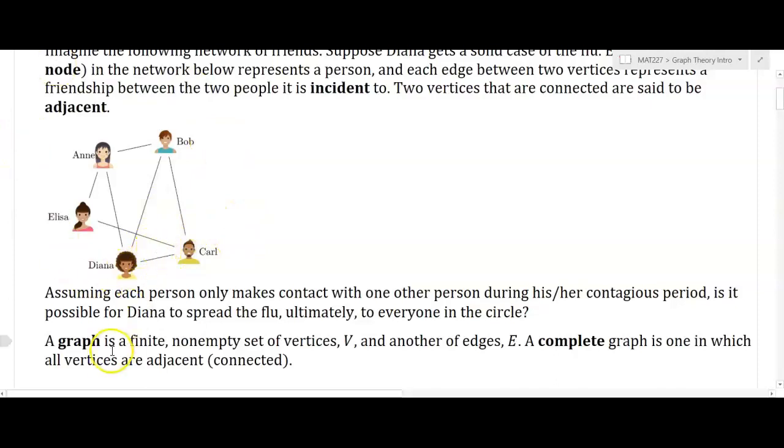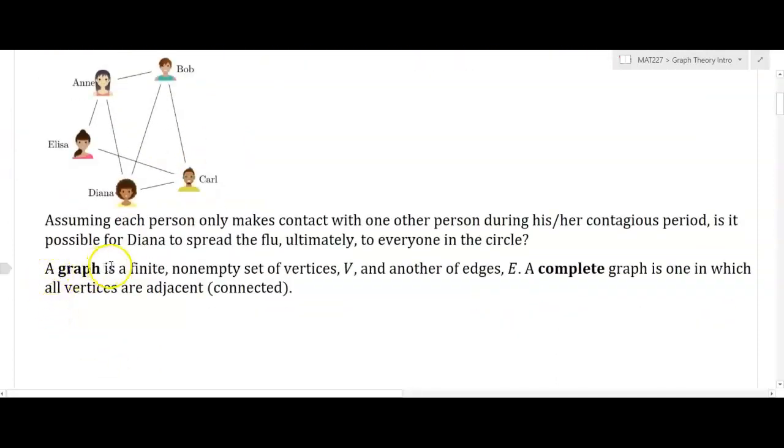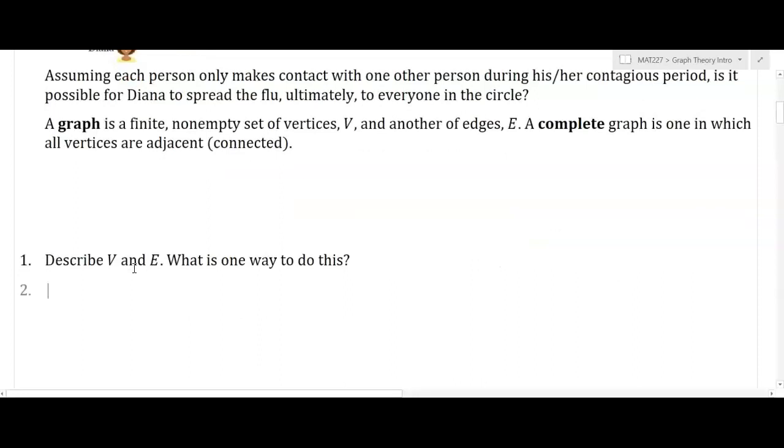So this is an example of a graph, and by definition, a graph is a finite, meaning that it's not infinite, non-empty set of vertices, V, and another set consisting of edges, E. One of the things that we know is that sets describe many important structures in mathematics, and these sets keep track of the vertices and edges.